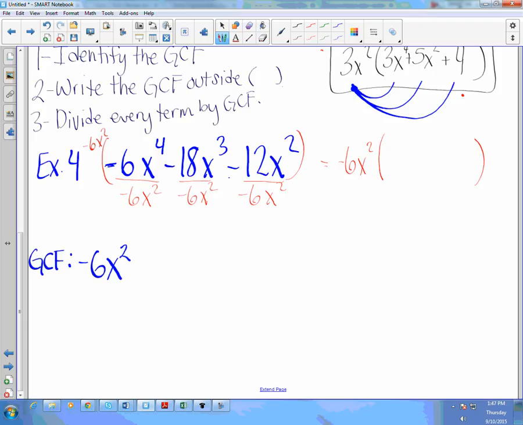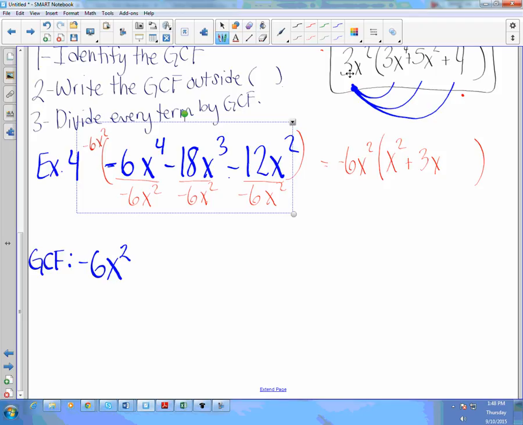Let's see. Zach, can you tell me what negative 6 divided by negative 6 is? Negative divided by negative is positive 1. And then x to the 4th divided by x squared? Good, so that's 1 x squared, and we don't normally write the 1. Sabrina, what about negative 18 divided by negative 6? Positive 3, and 3 minus 2 is 1 x.